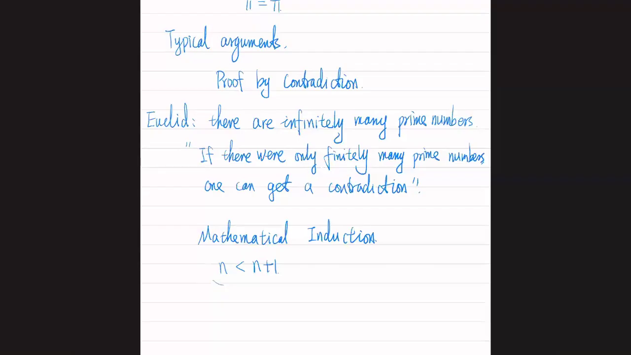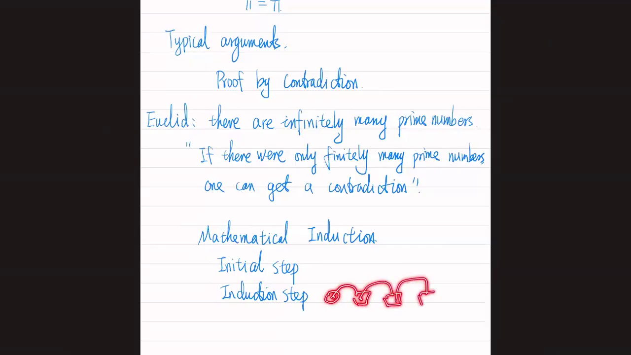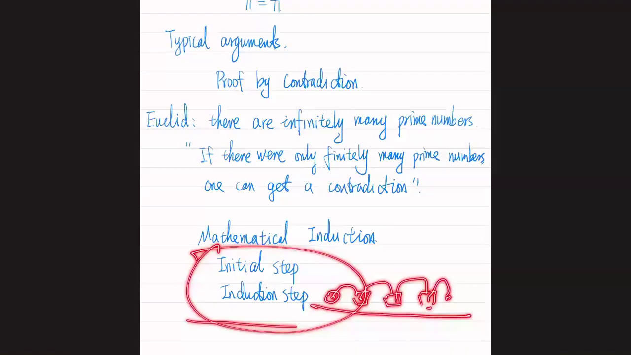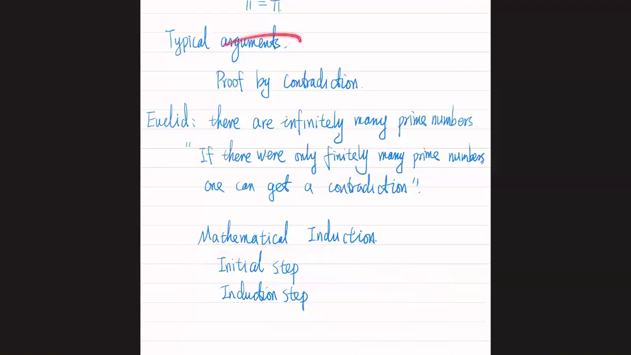The mathematical induction has two steps. Initial step and induction step. This allows us to conclude from the previous one to the next one. The same applies: previous one to next one, previous one to next one. This gives the proof for the infinitely many cases. Okay, we will learn more about these mathematical proofs next time.